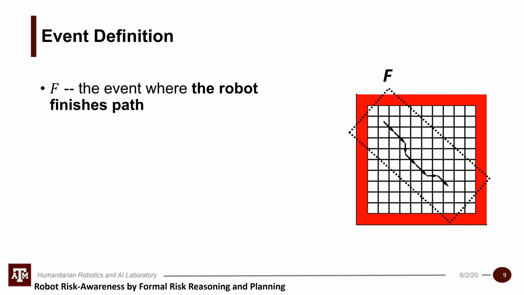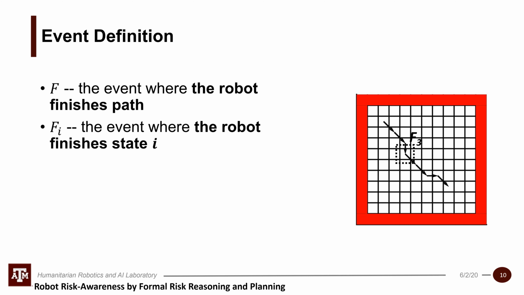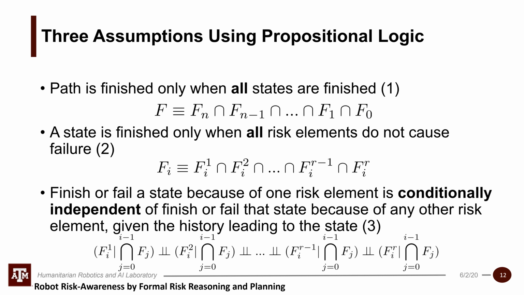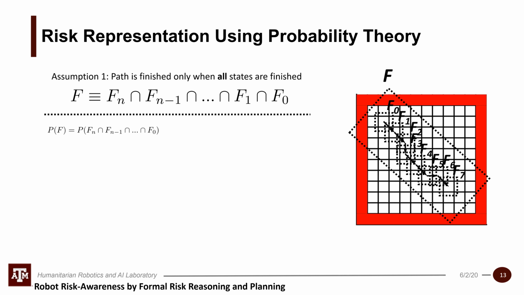F represents the event where the robot finishes the path. Fi is the event where the robot finishes state i. Fik is the event where risk k does not cause a failure at state i. The risk reasoning framework relies on three assumptions using propositional logic. We use probability theory to derive and represent risk.